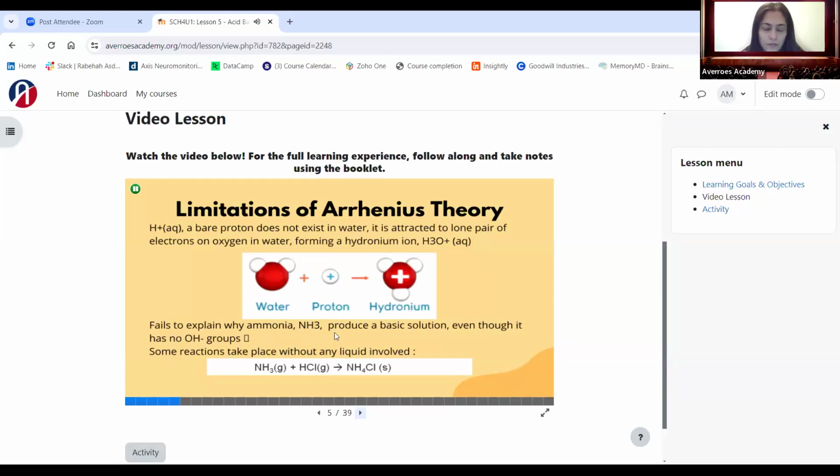Instead, we have a Bronsted-Lowry theory, which we're gonna talk about instead. So H+ is a bare proton, does not exist in water. It is attracted to a lone pair of electrons on oxygen in water, forming a hydronium ion, H3O+. Right. And again, like I said, it fails to explain why ammonia, for example, a base that doesn't have that hydroxide ion, is still basic. Right. And as well, some reactions take place without any liquid involved. So we don't always characterize acids and bases as just dissolving in water or aqueous solutions.